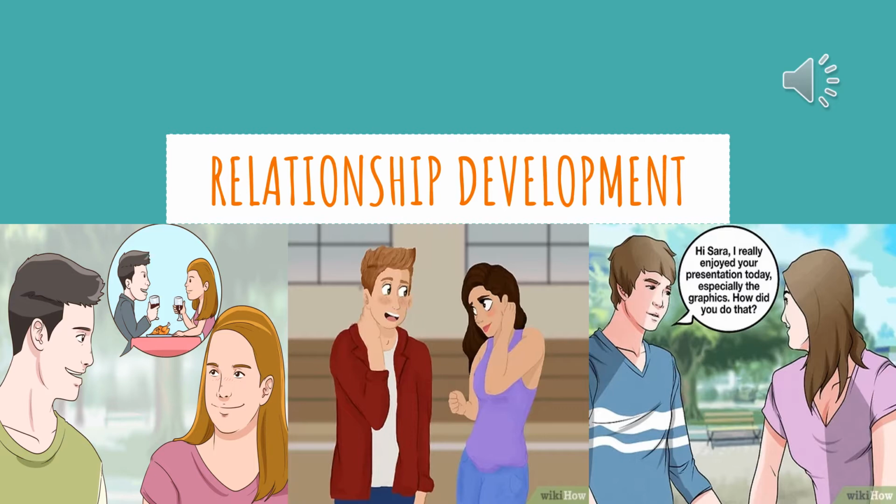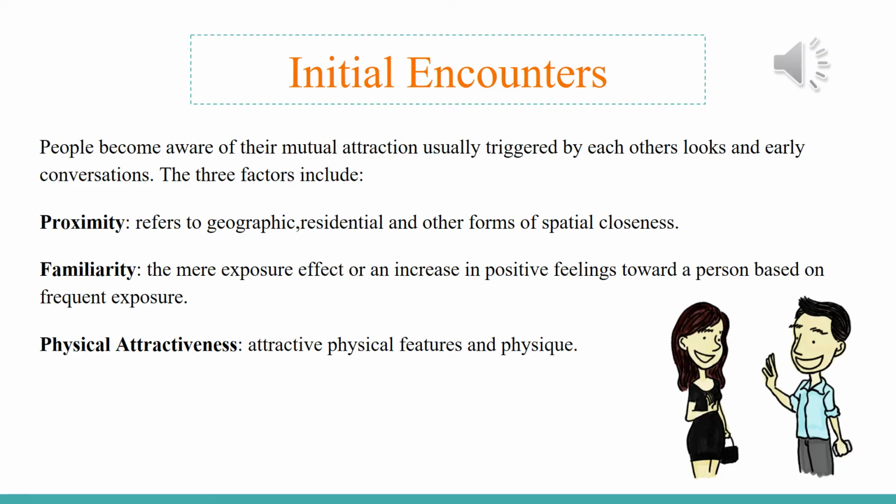Component number 1: Relationship development. Initial encounters. People become aware of their mutual attraction, usually triggered by each other's looks and early conversations. The 3 factors include proximity, familiarity, and physical attractiveness.